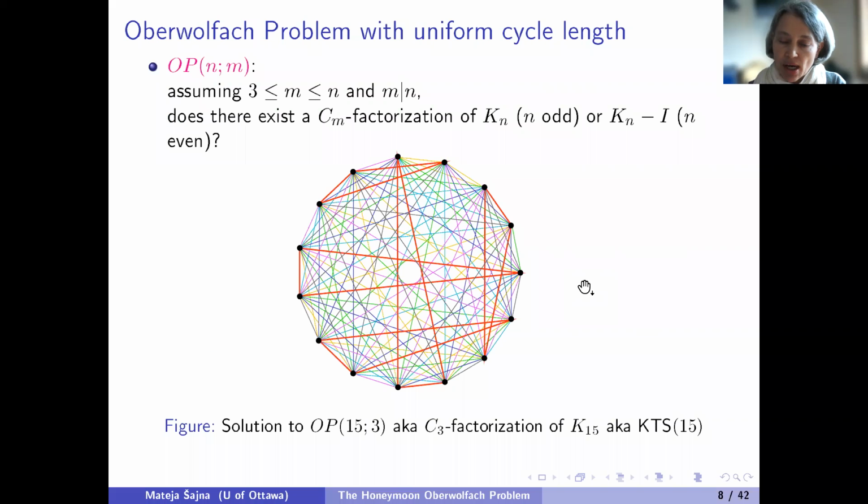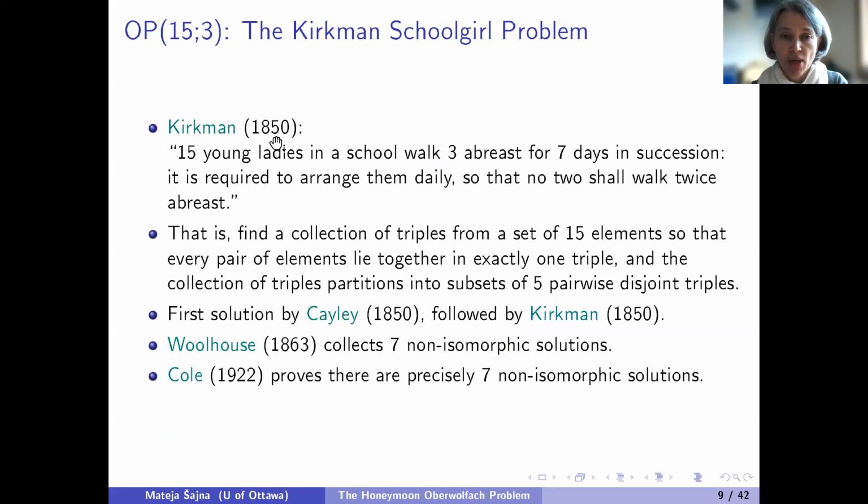And even though I've mentioned before the problem was first posed in 1967, it actually goes back further to 1850, when Kirkman first posed the so-called Kirkman schoolgirl problem in this very colorful way. He says 15 young ladies in a school walk 3 abreast for 7 days in succession. It is required to arrange them daily so that no two shall walk twice abreast.